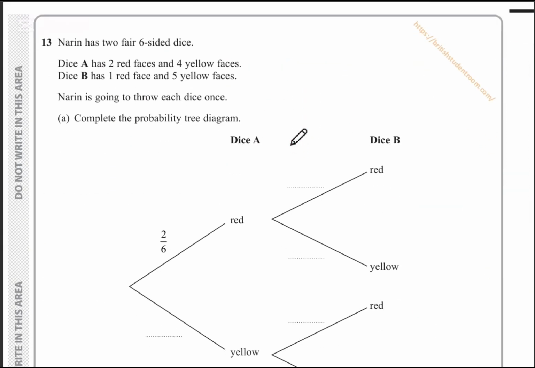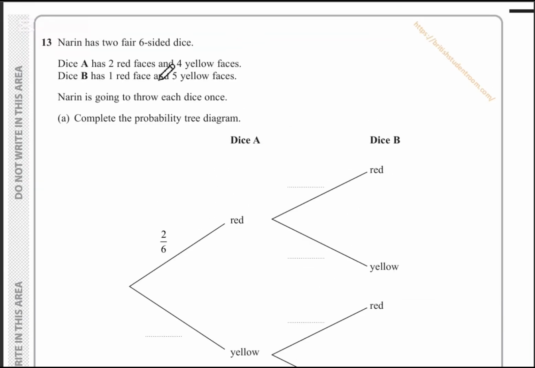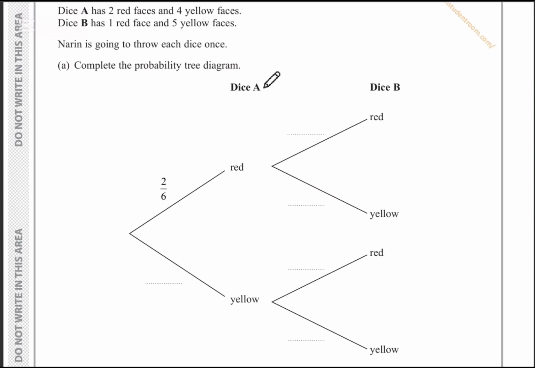Right. Noreen has two fair 6-sided dice. Dice A, now we are considering dice A, has 2 red faces and 4 yellow. It's a total of 6. So out of the 6, red ones are 2. That's why they have put 2 over 6. And the yellow we have 4 out of 6. So I would simply fill this as 4 out of 6. One way to check is these two should add up to 1. So in your calculator, if you add those two, it should become 1.